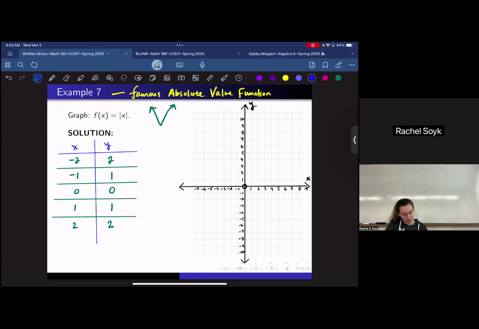Plot our points. Connect the dots. Write your function.